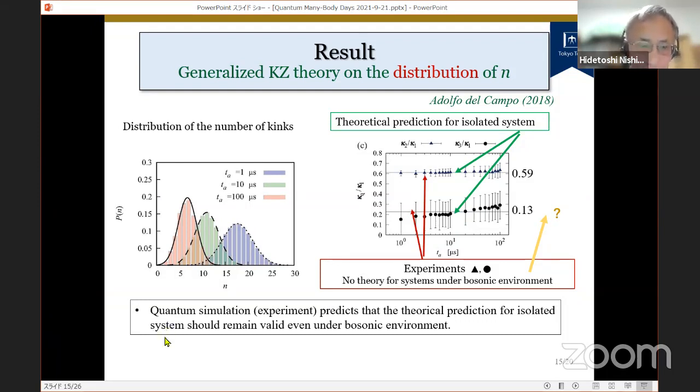So this means that the quantum simulation experiment on the quantum chip predicts that the theoretical prediction for the isolated system should remain valid even under the bosonic environment. So this experimental result prompts the development of a theory for systems with interaction with the environment.